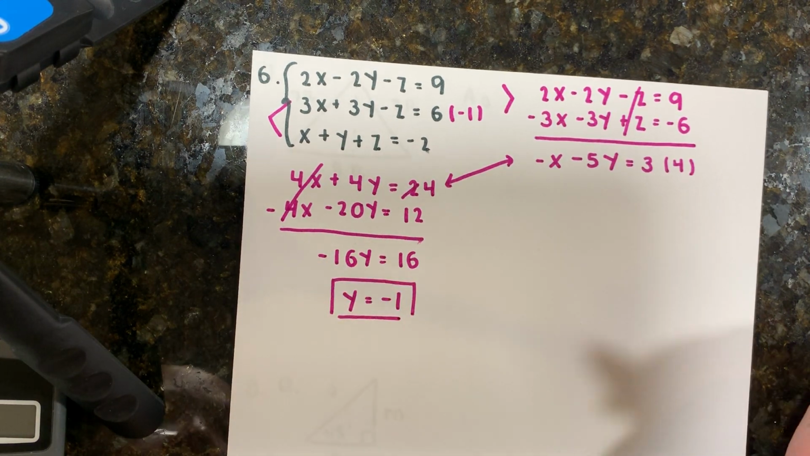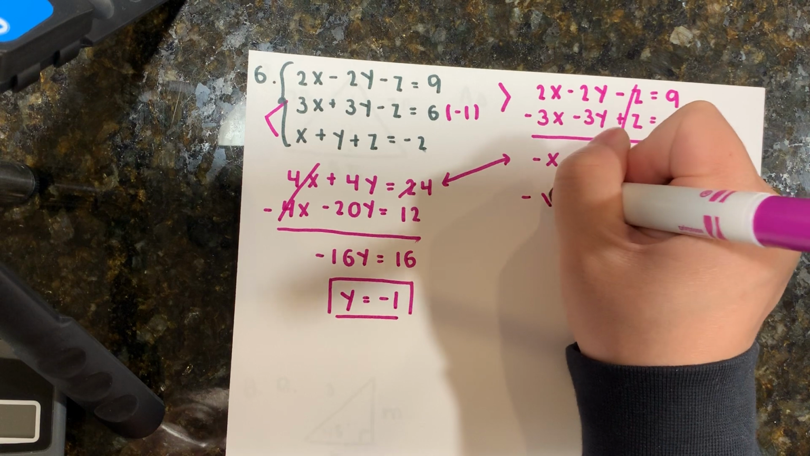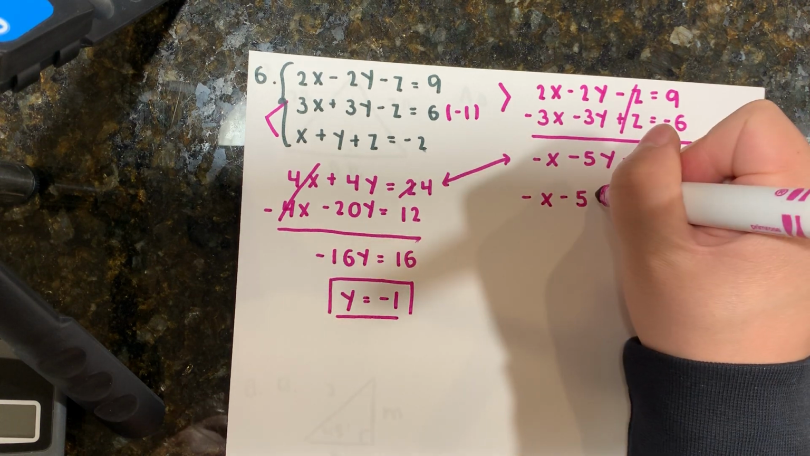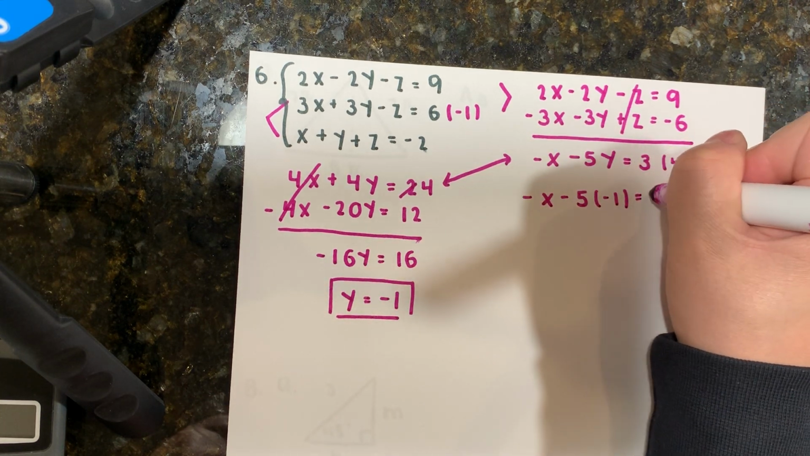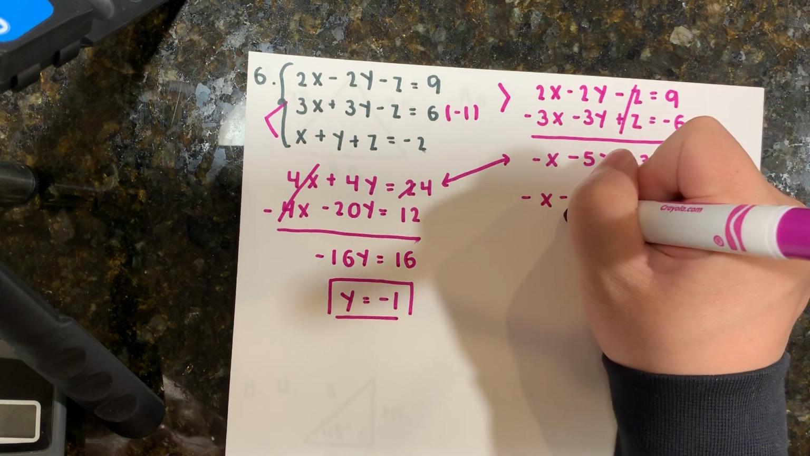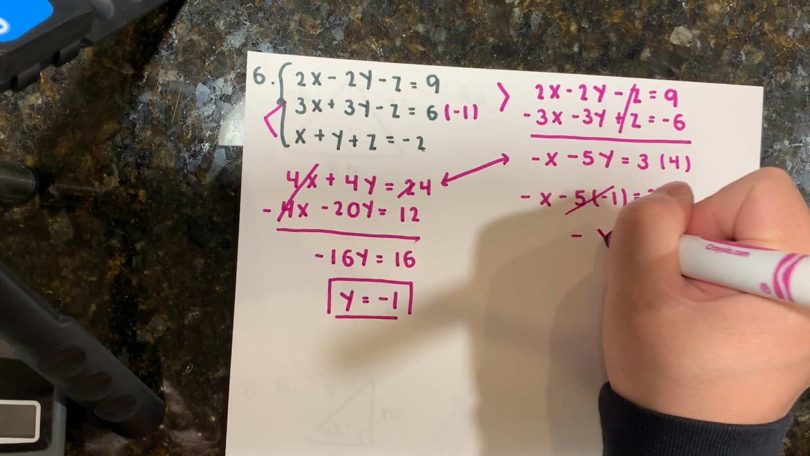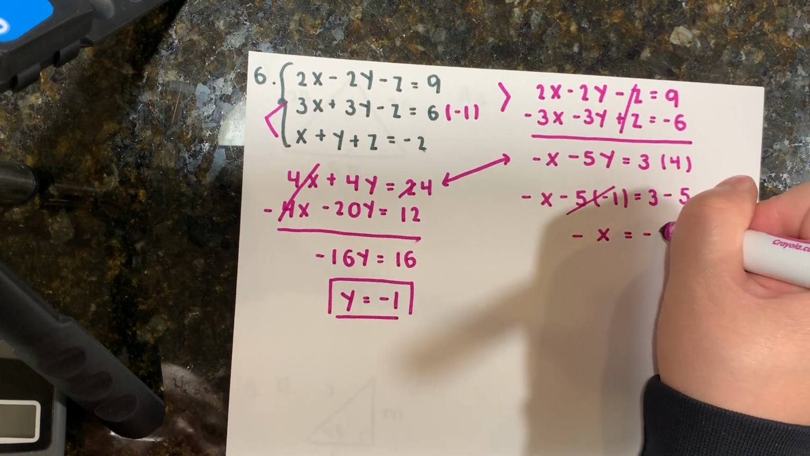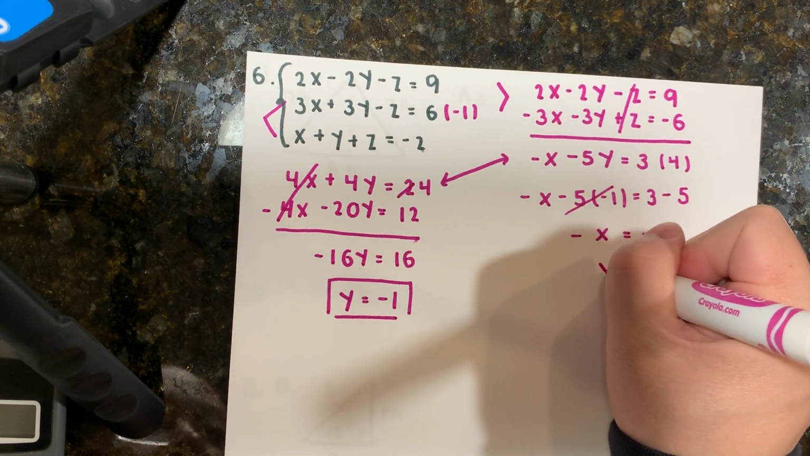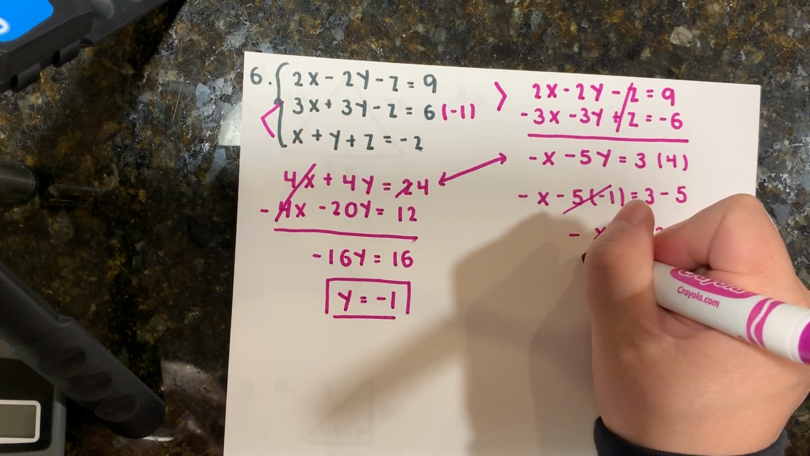Now that I know what y is equal to, I'm going to solve for x. So that would be negative x minus 5 times negative 1 equals 3. Two negatives make a positive, so I'm going to subtract 5 from the other side. So I get negative x is equal to negative 2. Therefore, x is equal to positive 2.